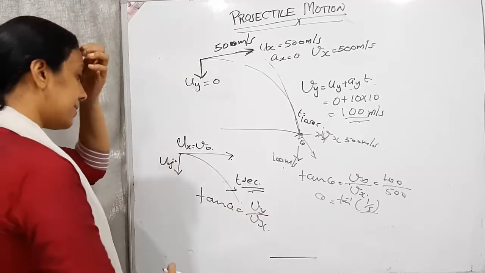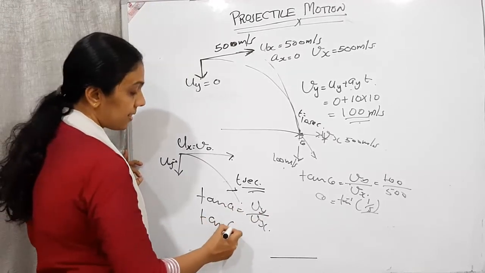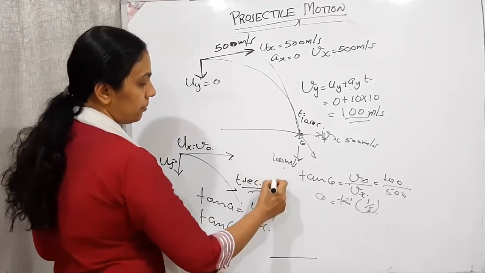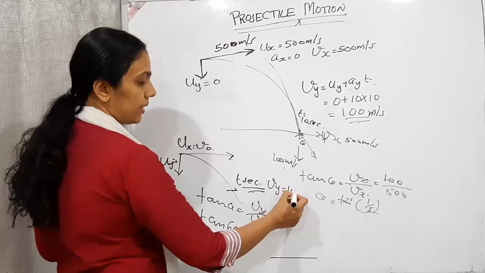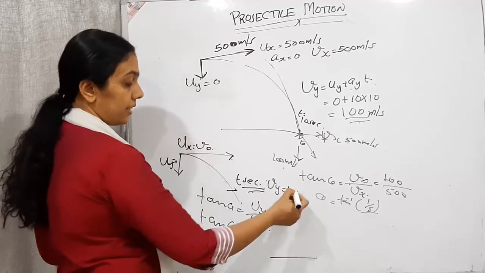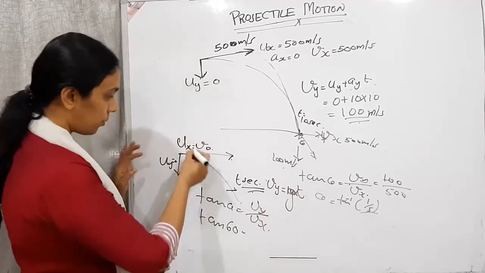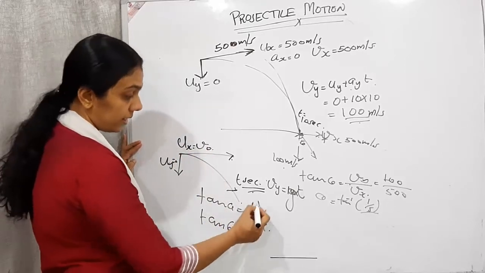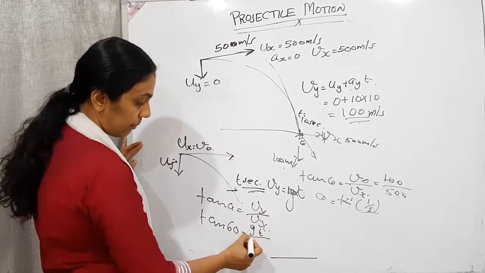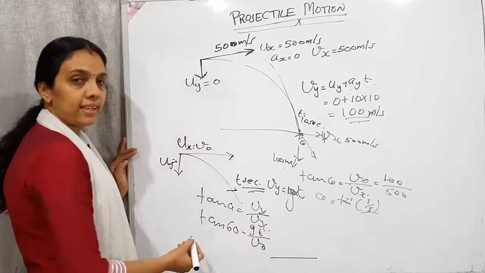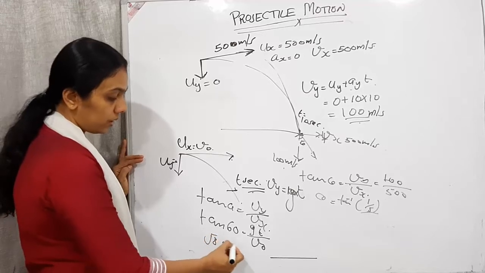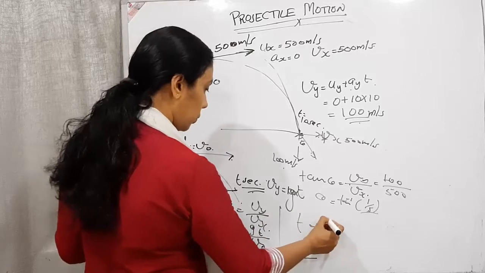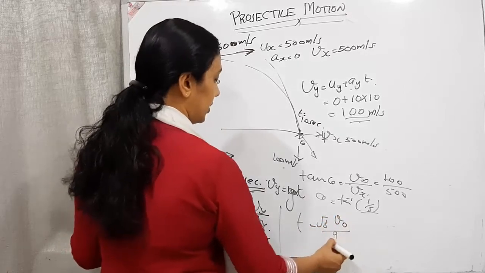Okay, 60 degree means tan 60. Tan 60 equals Vy by Vx. What is Vy here? Vy will be equal to Uy plus Ay t. Uy is 0, Ay is 10 into t, or g itself, so we can write gt. And Vx is V0 only. Therefore, tan 60 equals gt divided by V0. Tan 60 is root 3, so root 3 equals gt by V0. So what is t? t equals root 3 V0 divided by g.